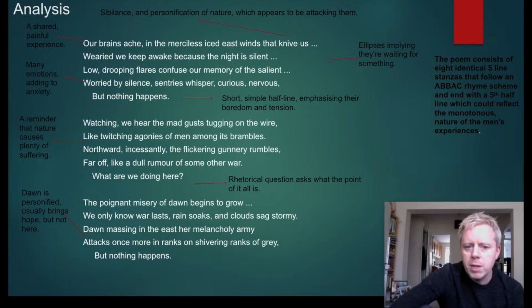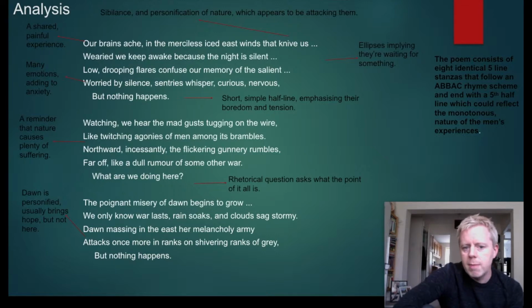Wearied, we keep awake because the night is silent. Low, drooping flares confuse our memory of the salient. Worried by silence, sentries whisper, curious, nervous, but nothing happens. So many emotions, a list there, adding to the anxiety, more sibilants to emphasize this. But nothing happens. Short, simple, half-line sentence, emphasizing their boredom and tension. And also, because it's a half-line, it's emphasized, so it accentuates Owen's message.